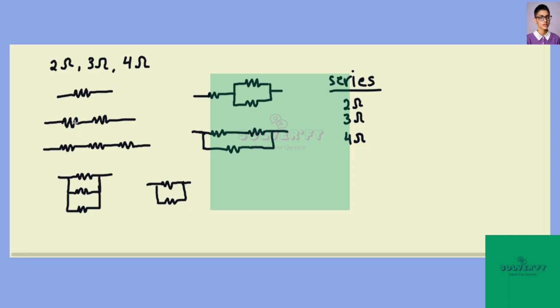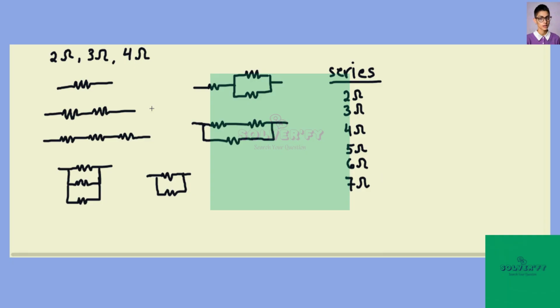And then looking at the 2 resistors in series, we have 5 ohms if we take the 2 and 3, 6 ohms if we take the 2 and 4, and then 7 ohms if we take the 4 ohm and 3 ohm resistor. And then if we were to put them all in series with each other, we'd only have one resistance of 9 ohms.